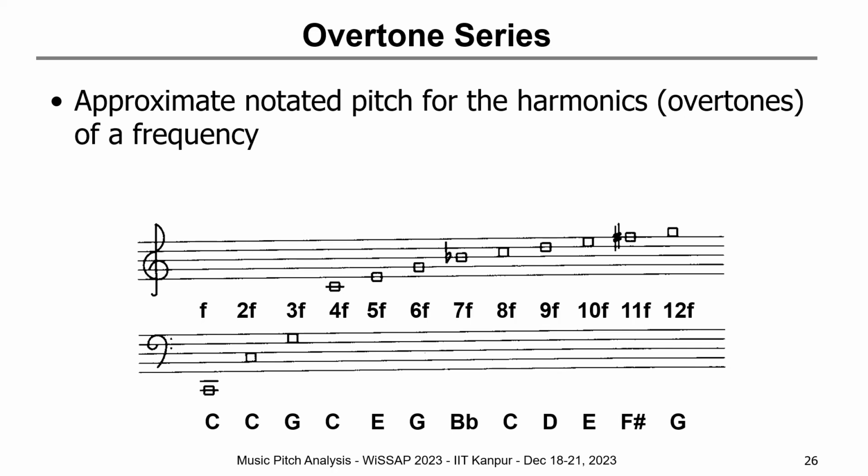Okay, and then if you compute the chroma vector for this note from the spectrum, you will not only see the C pitch class activated in that chroma vector, you will also see the G pitch class slightly activated, the E slightly activated, the B flat slightly activated, and so on. Okay, all right, so that's some basic review of the relation between pitch and the music. Any questions?